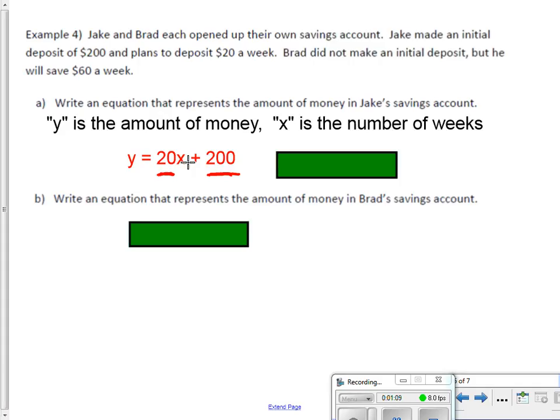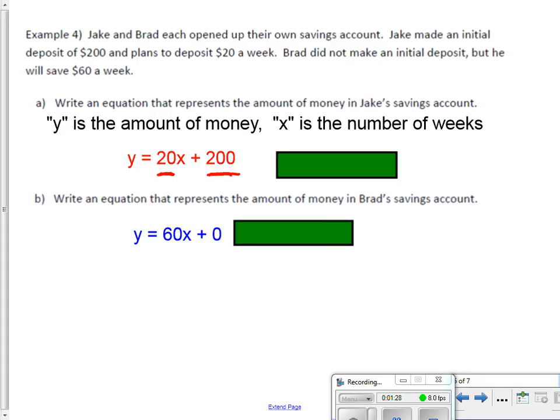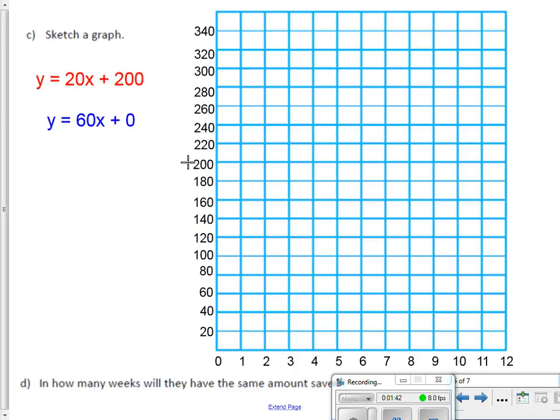For the next piece, we need to write an equation that represents the amount of money in Brad's savings account. Now again, we'll use y as money, x is the number of weeks. So in this case, the amount of money that he has would be equal to however many weeks there are times 60, because he's putting in 60 every week, plus 0, because he's not going to start with anything. 0 from having no initial deposit, and 60x, because he's putting in 60 every week. So these would be our two equations.